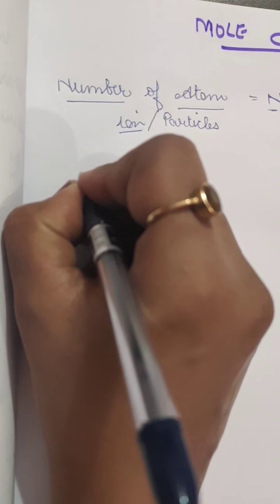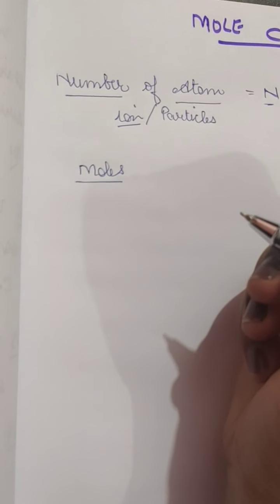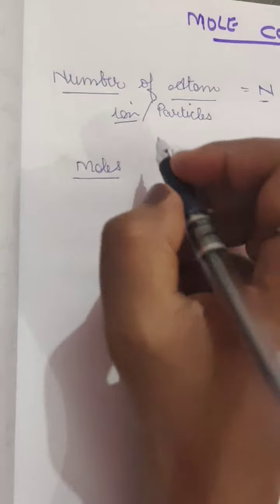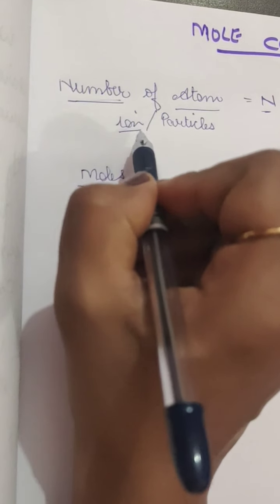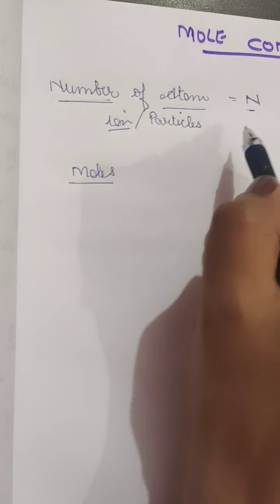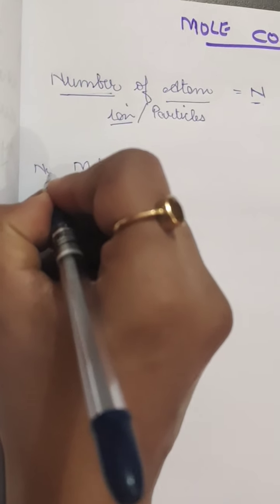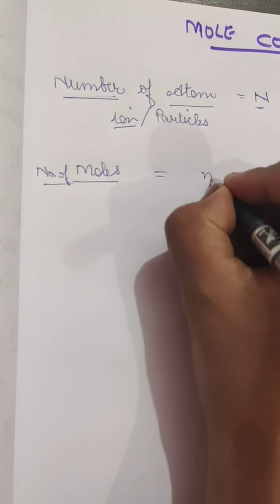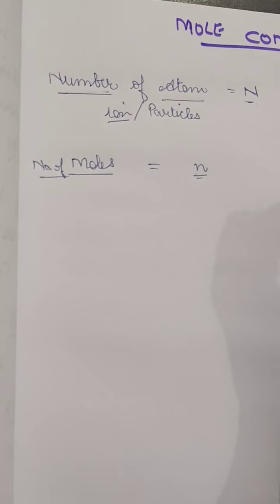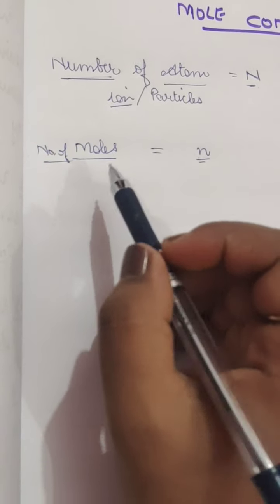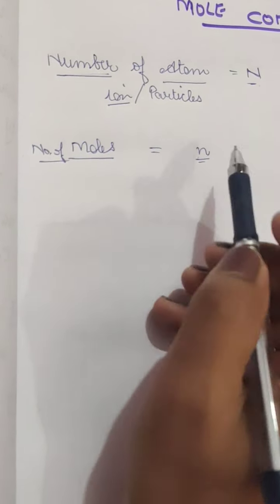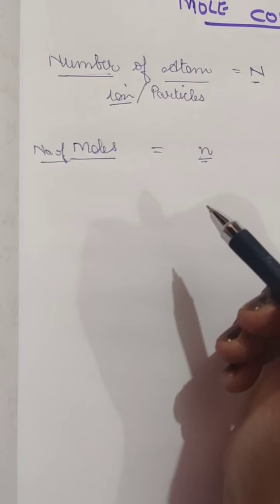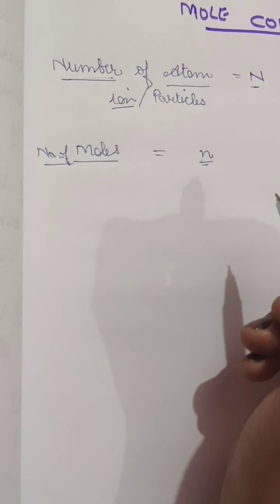Whenever we see the term moles, or moles of atoms, or number of moles, it is different from the number of atoms, ions or particles, which has to be capital N. Mole is always denoted by small n. This is the main thing. So whenever we are asked to find the number of moles, we have to find small n, or if we have been given the number of moles, that means the small n value is given.